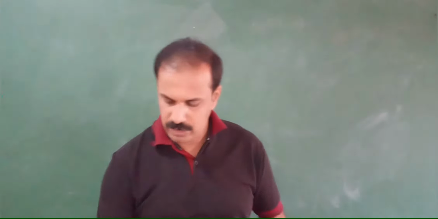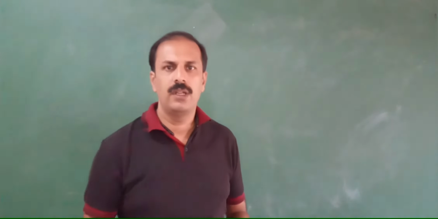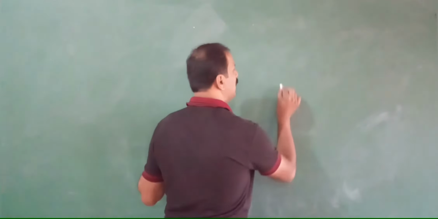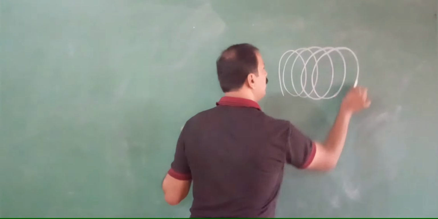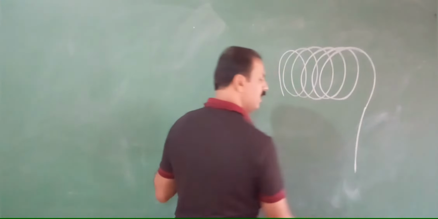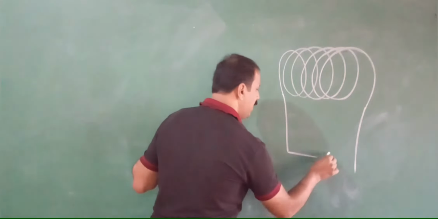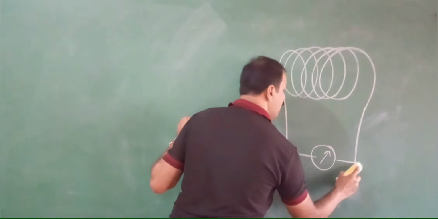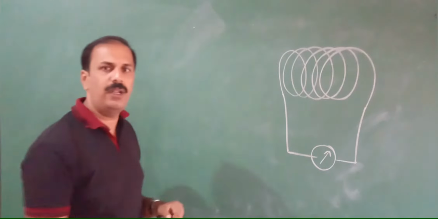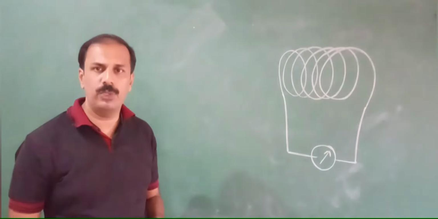Now we will move to our actual topic, electromagnetic induction. Consider a coil like this. This one we can do practically also, once we start the regular class. Here we are connecting a galvanometer. I can draw an arrow mark or I can draw G, the symbol for galvanometer. So we have a coil connected to a galvanometer.